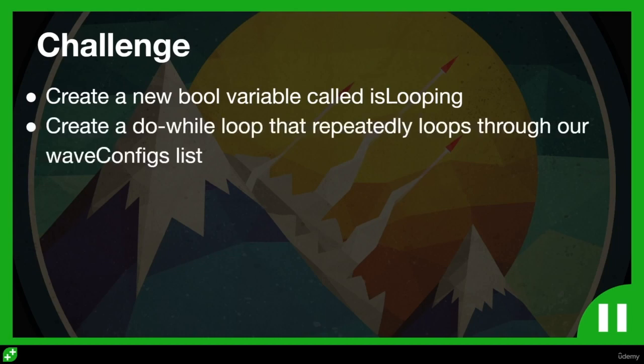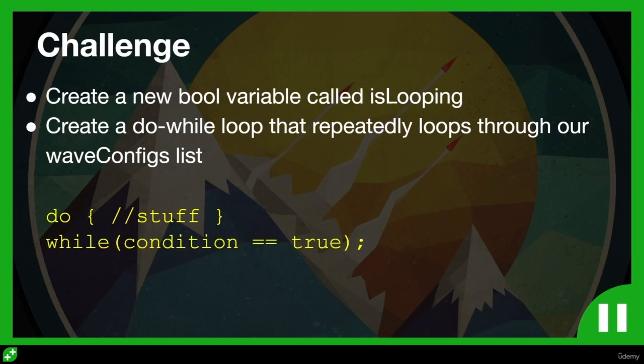Then I want you to create a do-while loop inside of our spawn enemy waves coroutine that will run all of our code once and then repeatedly loop through our wave config list. And to give you a hint for the syntax of this, we want to say do all of our code while the condition is true. And do notice the semicolon there at the end of that while condition. So pause the video now and give that a go.